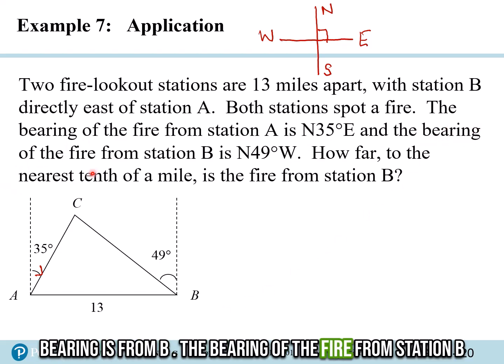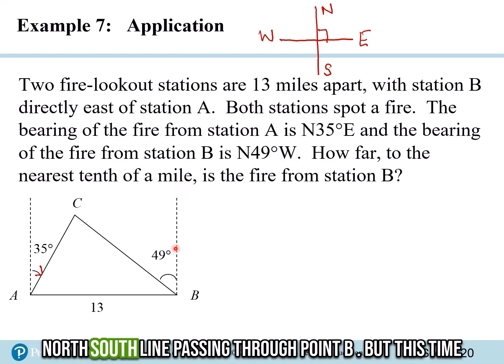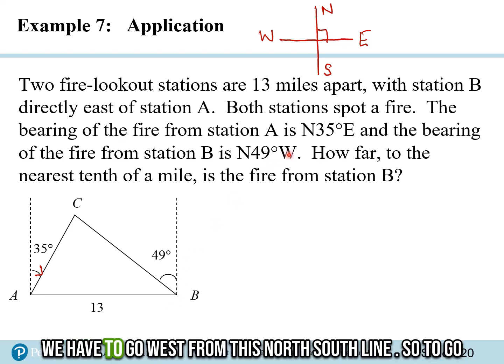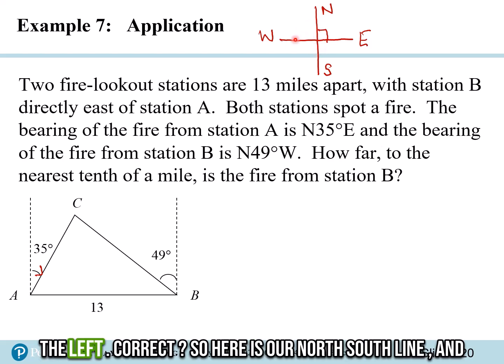The next bearing is from B. The bearing of the fire from station B is north 49 degrees west. So again, we have the north-south line passing through point B. But this time we have to go west from this north-south line. So to go from the north to the west, we have to make a turn to the left, correct?